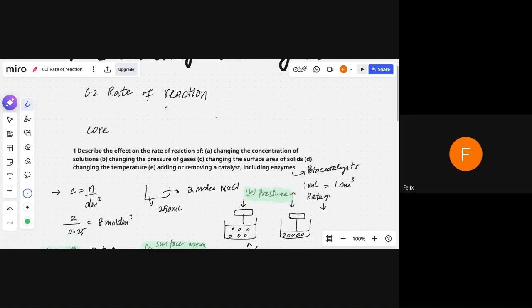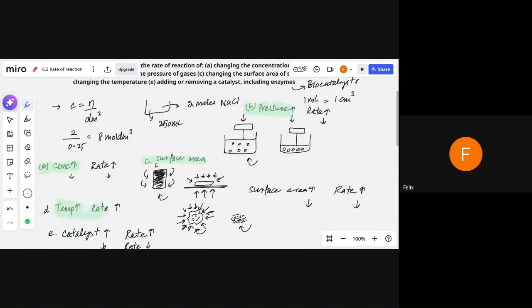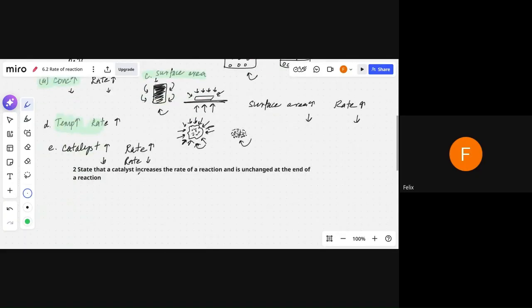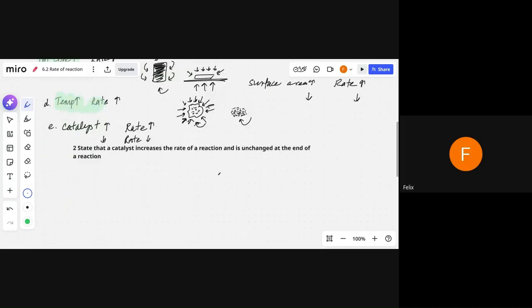6.2, rate of reactions. Now we move on to the second subtopic, which is: state that a catalyst increases the rate of a reaction and is unchanged at the end of a reaction. So what is a catalyst? We define a catalyst as something that increases the rate of a reaction, right? This is how you define a catalyst. And how does it increase the rate of a reaction? By lowering the activation energy.